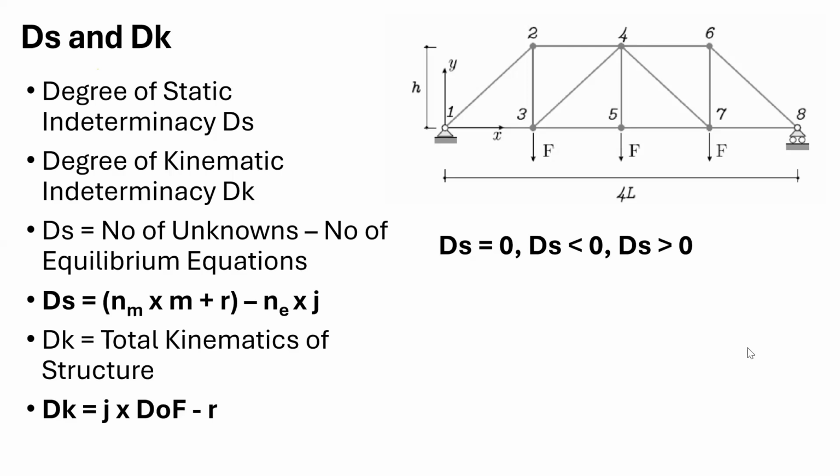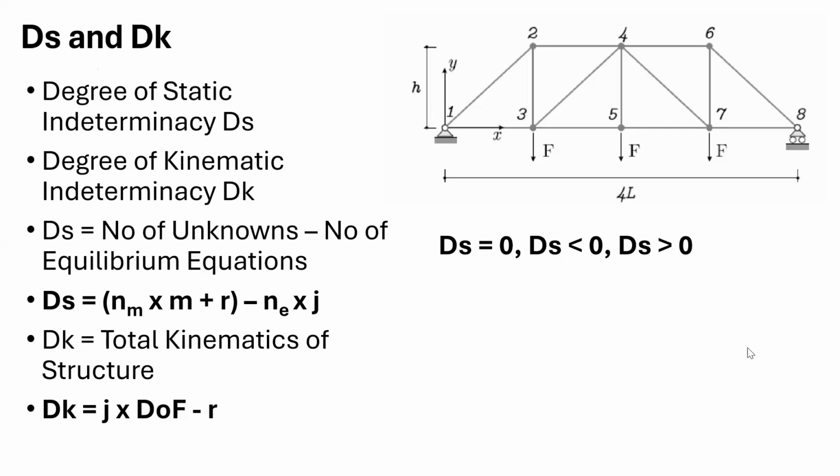Correct. Now ds less than 0 means what? There are some members or some supports that are less. Correct. That's why, when the ds value is negative, it is called a deficient type of structure, or it is also called an unstable structure. Where ds is 0 and ds is more than 0, these are stable structures. But ds 0 means it is a determinate type of structure. ds more than 0 means it is a redundant structure, but it is a stable structure. Right.